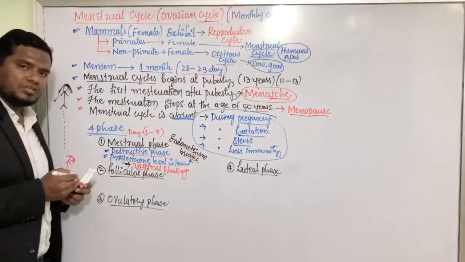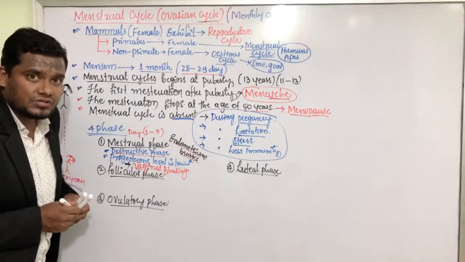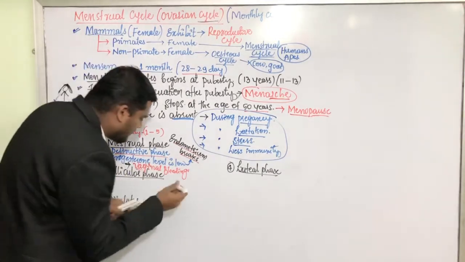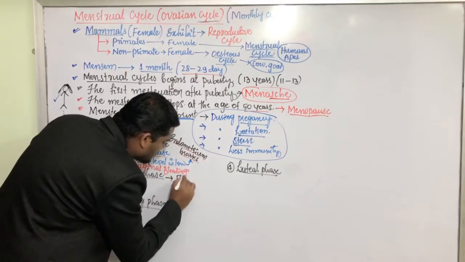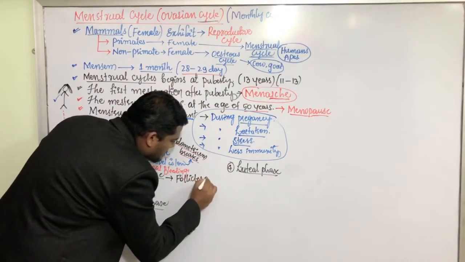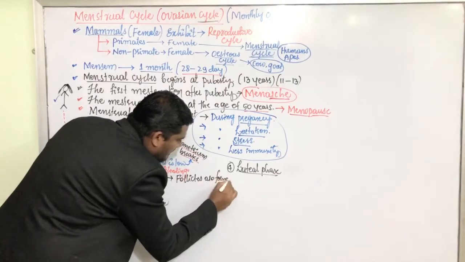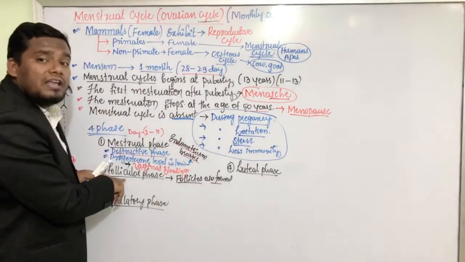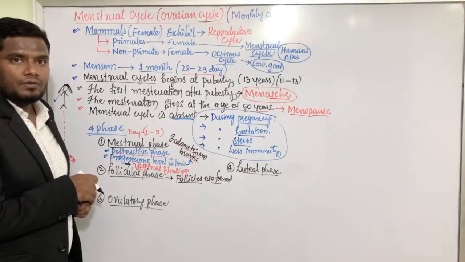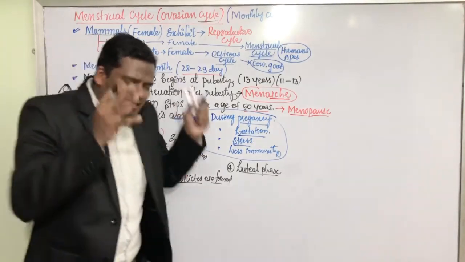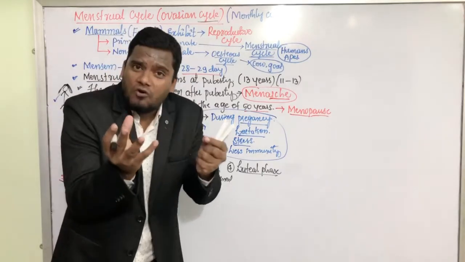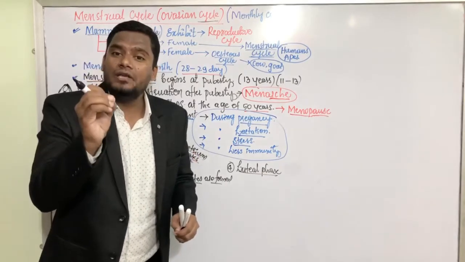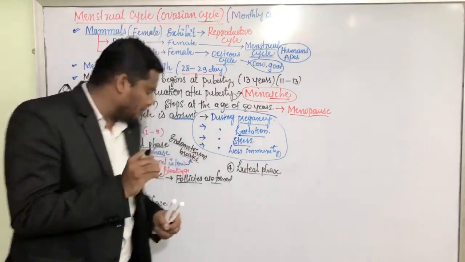Now, the second phase, the follicular phase. The name itself gives the meaning. During this phase, follicles are formed. अब ये फेज में क्या बन रहे हैं? फॉलिकल्स बन रहे हैं, इसीलिए हम इसको फॉलिक्यूलर फेज बोल के बुला रहे हैं. To have the synthesis and the production of follicles, we need a particular hormone. It is follicle stimulating hormone.